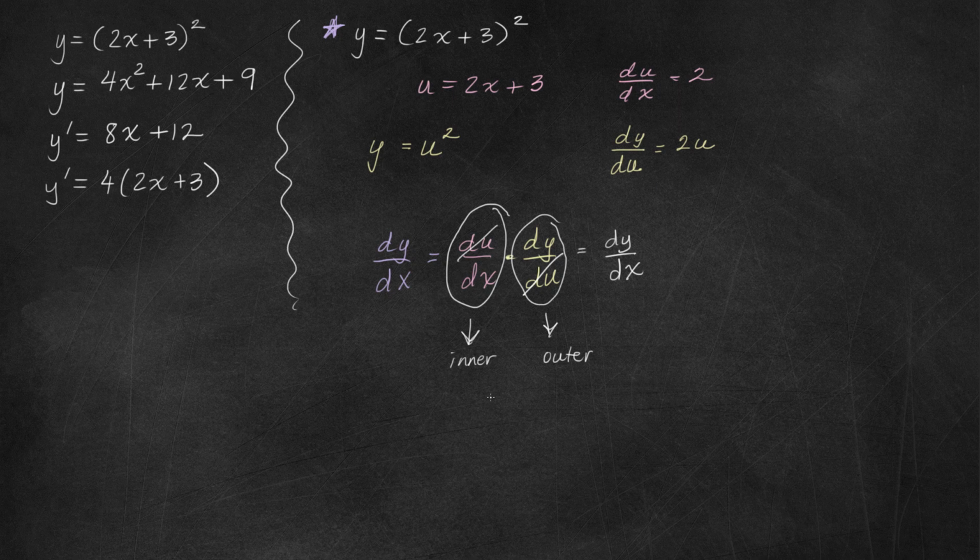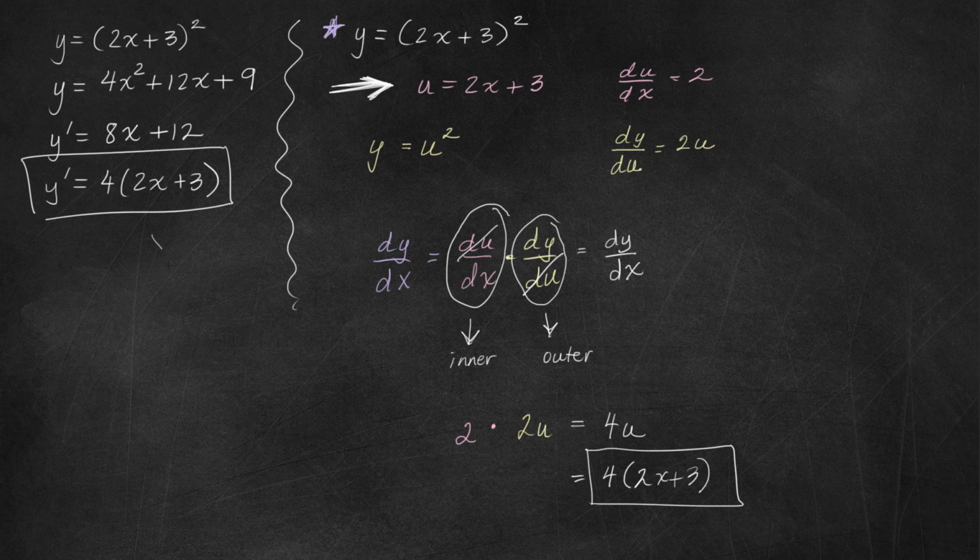So we're going to multiply derivative of inner times derivative of outer. The derivative of my inner function in this case was 2, and the derivative of my outer function was 2u. And so my derivative of interest, dy dx, is equal to 4 times u. And if we go back to our original variable, u is defined up here as 2x plus 3. So 4 times u is really 4 times (2x plus 3). And that is the same answer we got when we found the derivative the other way.